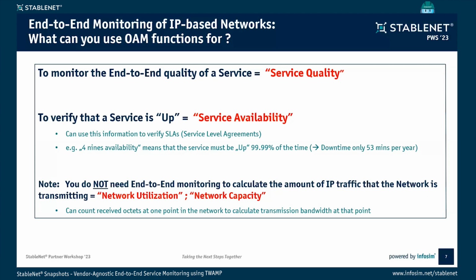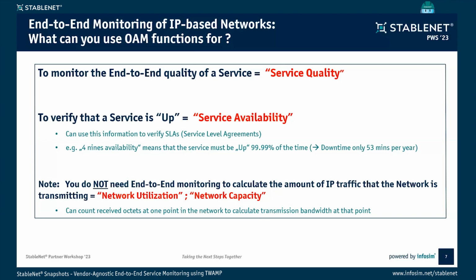And this up-down information, you can use this to verify agreements typically made in service level agreements with your customers, because often enough, there's something like 4 nines availability mentioned there. And 4 nines availability means that the service must be up 99.99% of the time, corresponding to a downtime of only 53 minutes per year. So obviously, this is not all that easy to achieve.